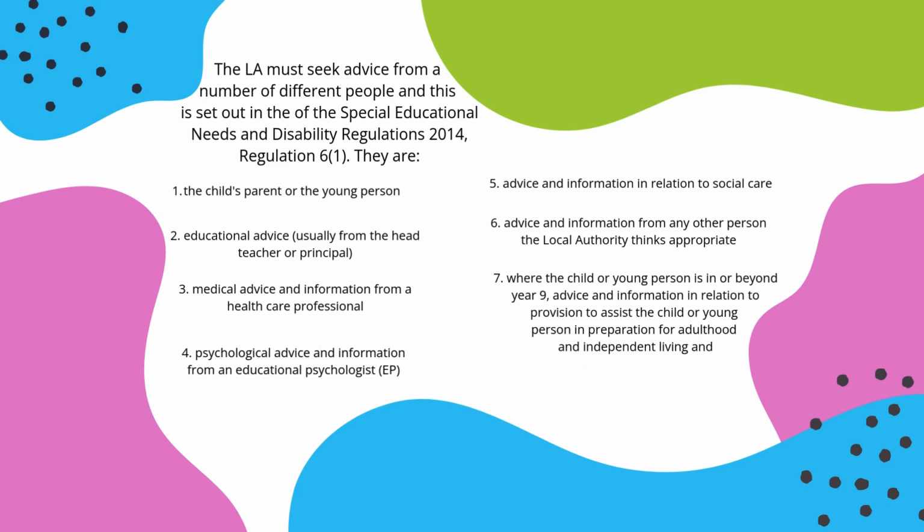Where the child or young person is in or beyond Year 9, advice and information in relation to provision to assist the child or young person in preparation for adulthood and independent living. And advice and information from any person the child's parent or young person reasonably requests that the local authority seek advice from.